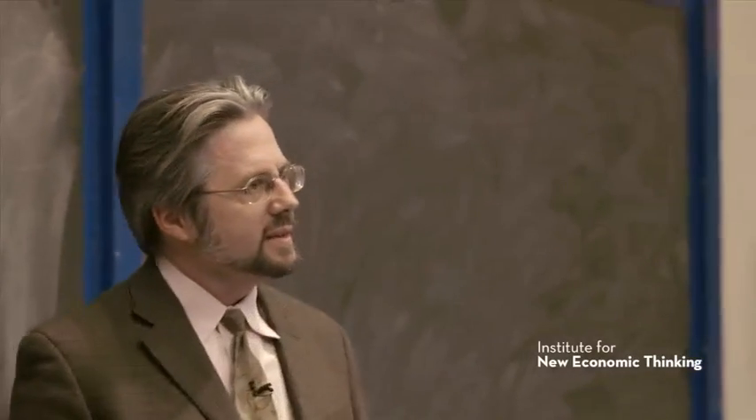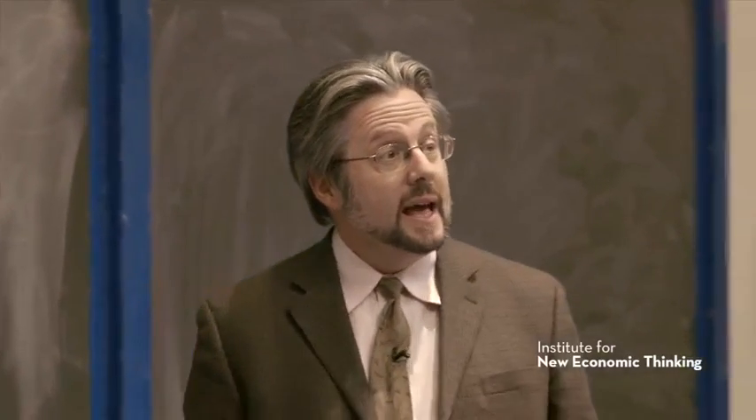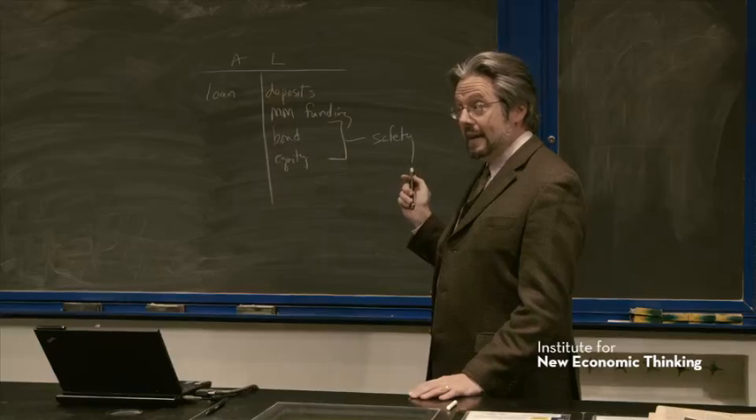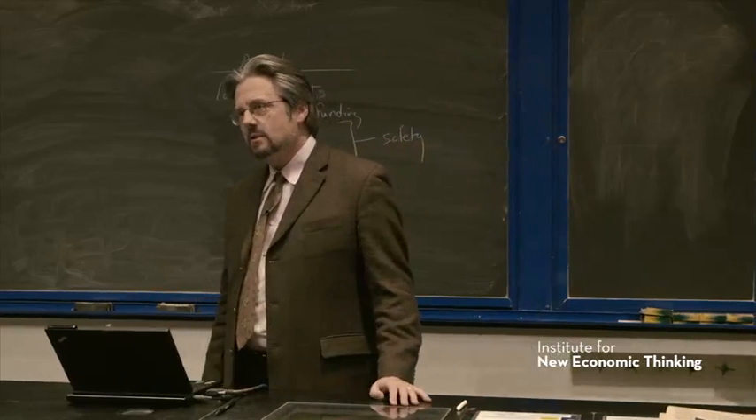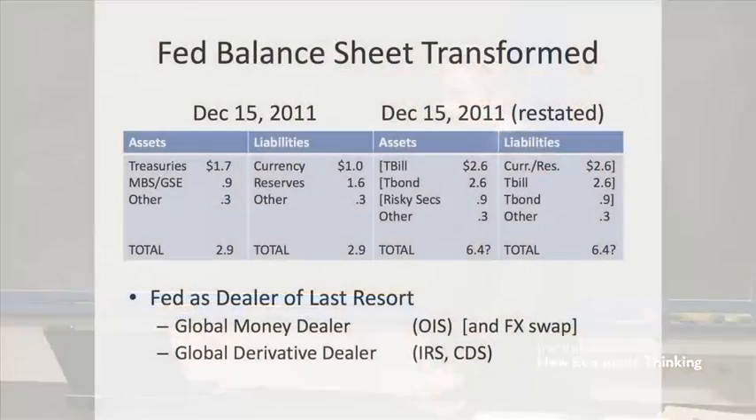And remember how the Trainer model works. There's an inside spread and there's an outside spread. And when you have to liquidate, it's the outside spread. And who is the outside spread? It's the central bank.